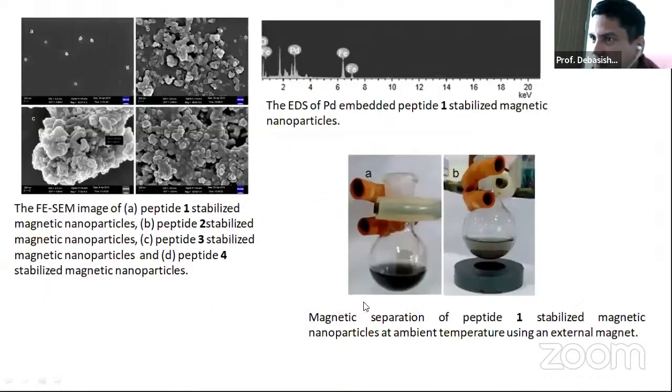And we have developed that nanoparticle, and we have used that magnetic nanoparticle to embed palladium and do Suzuki coupling reaction. What we want to show is that after the reaction you can just separate the magnetic nanoparticle embedded with palladium using an external magnet. So when your magnetic nanoparticle is in solution, if you use an external magnetic field, you can move that magnetic nanomaterial in solution from one side to another side.